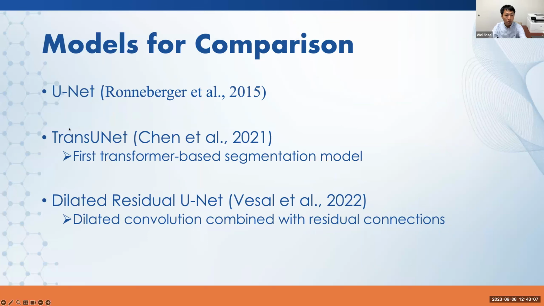And we also compare to the transformer-based UNet, which is the first transformer-based segmentation model. And some other existing methods, for example, dilated residual UNet based on dilated convolution and the residual connections.